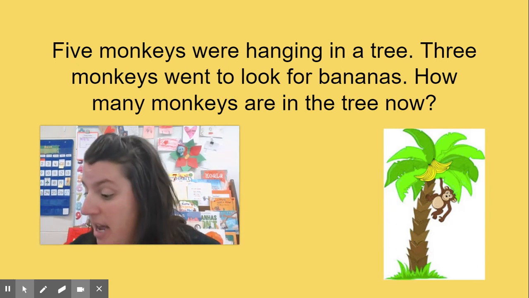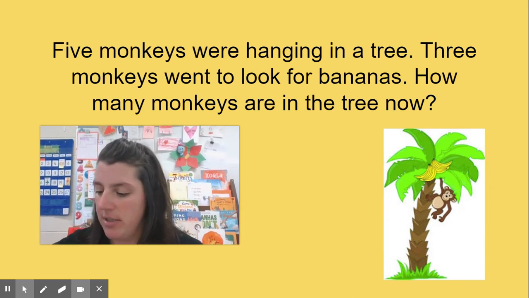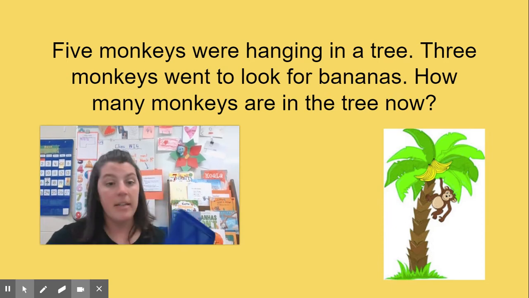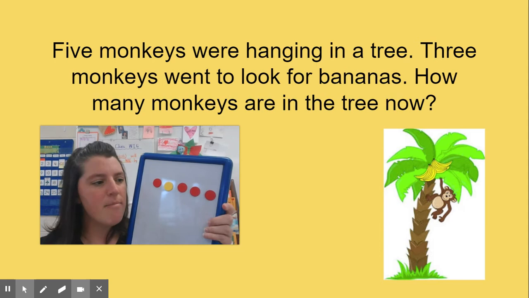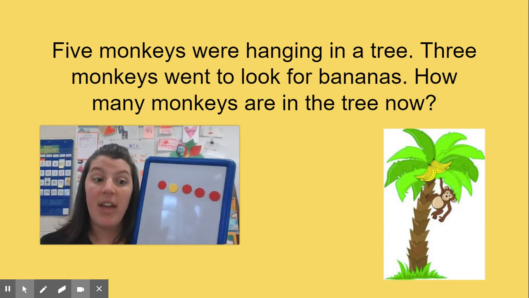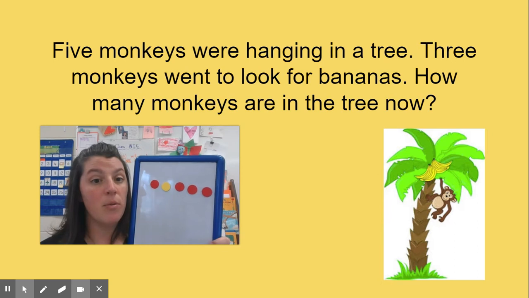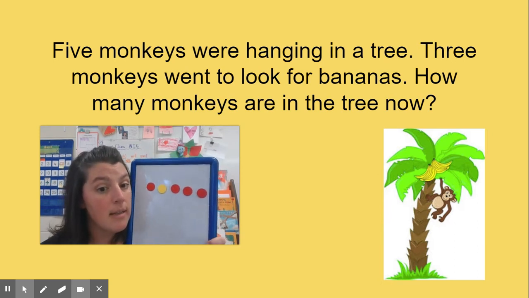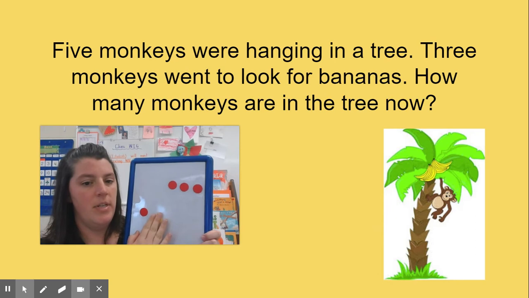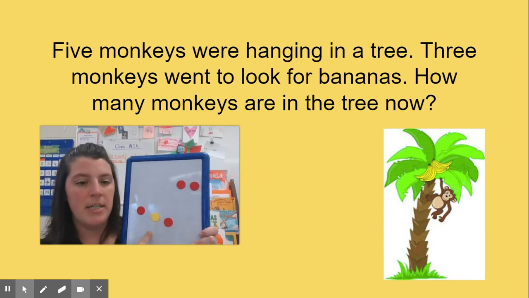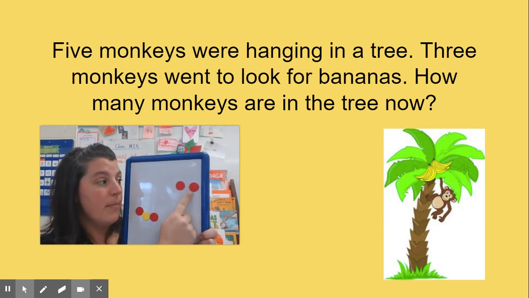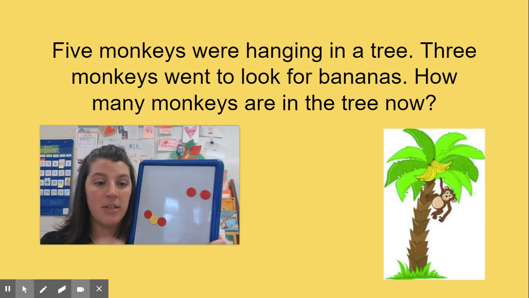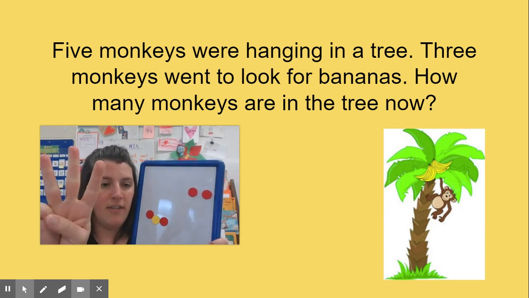Now, some friends use their counters, right? And they started with 5. Do you remember why they would have started with 5 counters? Because those are our 5 monkeys that are in the tree. But then they moved some of those monkeys away because how many monkeys went to look for bananas? 3. 1, 2, 3. Here are our monkeys that went to look for bananas. And here are our monkeys that are still in the tree. There are 2 monkeys in the tree. That matches our cubes and our fingers.